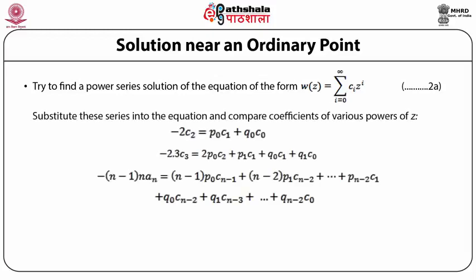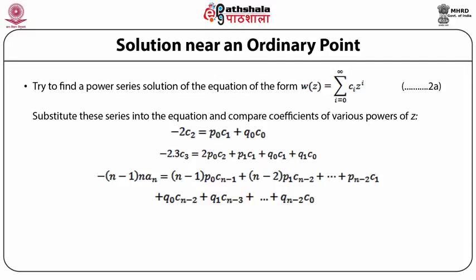By substituting these series into the equation and comparing the coefficients of various powers of z, we have minus 2c2 will be equal to p0 c1 plus q0 c0. Similarly, minus 2 times 3 c3 will be equal to twice of p0 c2 plus p1 c1 plus q0 c1 plus q1 c0, and so on.